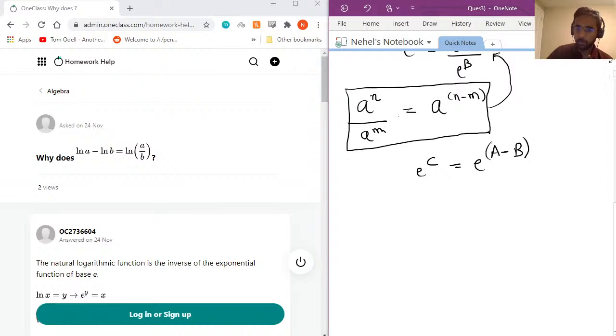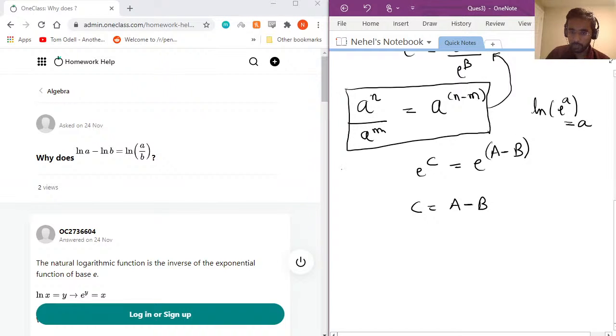Okay, if I were to take the logarithm of either side, which is saying I would compute the log of e to the C and compute the log of e to the A minus B, I would get C is equal to A minus B. This is essentially because log of e to the A is equal to A.